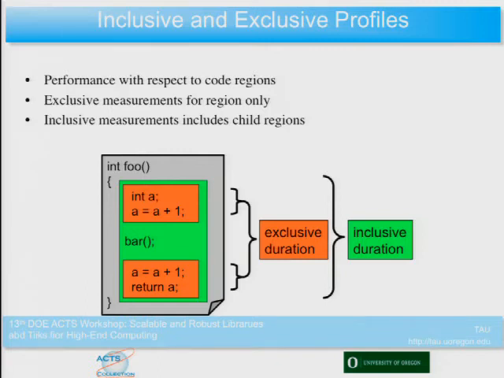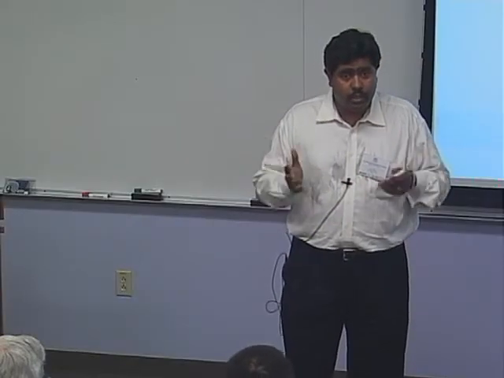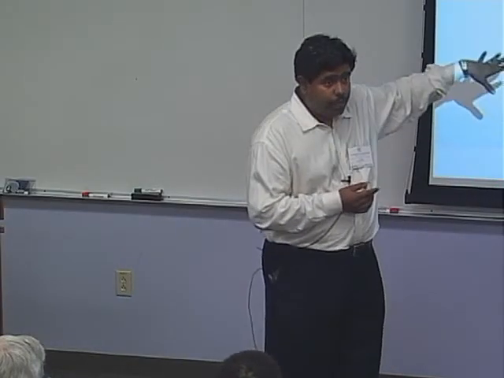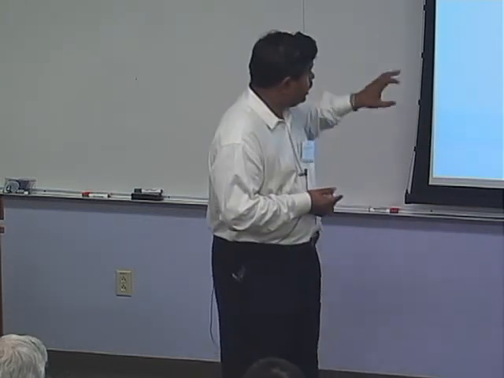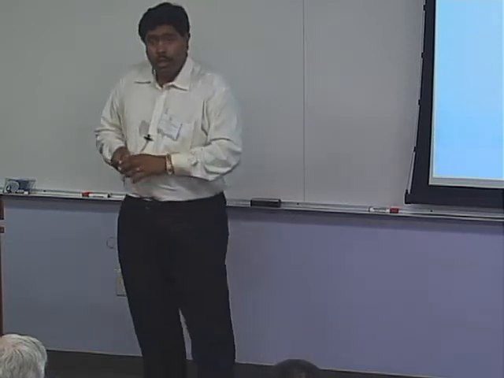Instead of wall clock time, this color could be some count. It could be the total cycles spent in this function, or the total number of floating point instructions, or data cache misses. You have exclusive and inclusive data cache misses, and you can then reason about them in the tool.